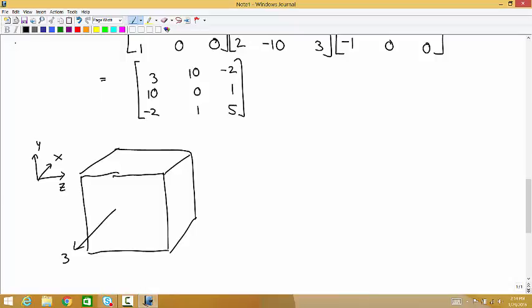Then, let's see. We're still on the positive x face, and now there's a shear in the positive y direction. So on the obscured face, it's pointing up, which means on this face, it's pointing down with a value of 10. And then in the z direction, it's negative 2. So on the obscured face, it's 2 going this way, which means on this face, it's 2 going that way.